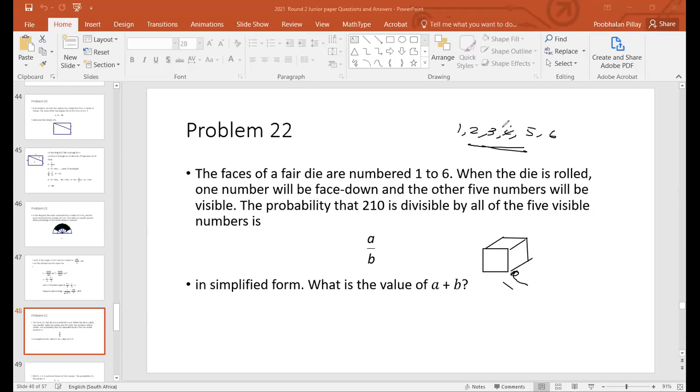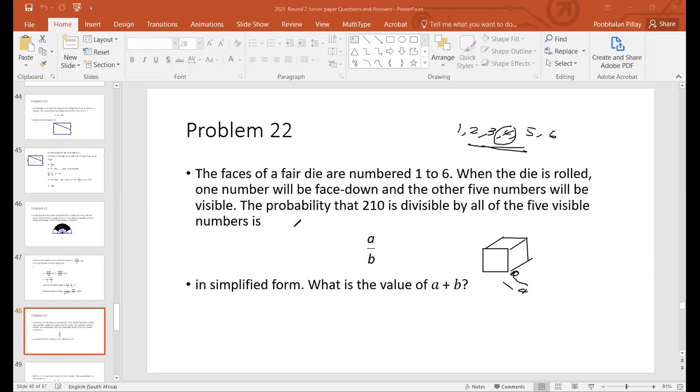So 4 is not one of the visible sides. See, you have to interpret this, because for all the visible sides, the numbers go exactly into 210. So the invisible side must be 4. So the bottom one is 4. Okay, now we know what the bottom one is. The bottom one has to be 4 because that's the only one which is not a factor of 210. All the others are. 1, 2, 3, 5, 6 are.